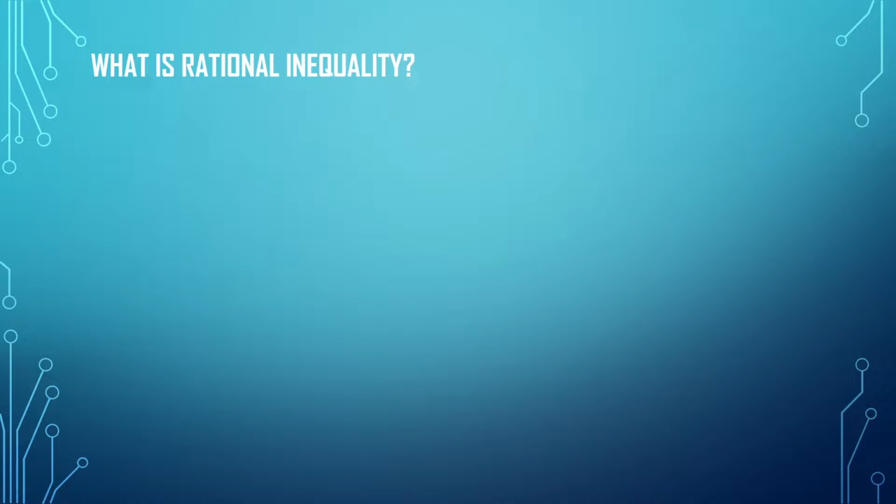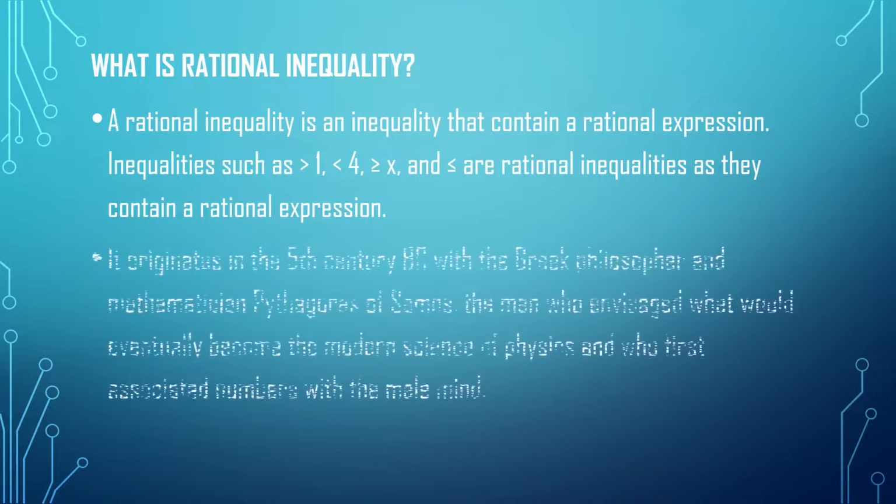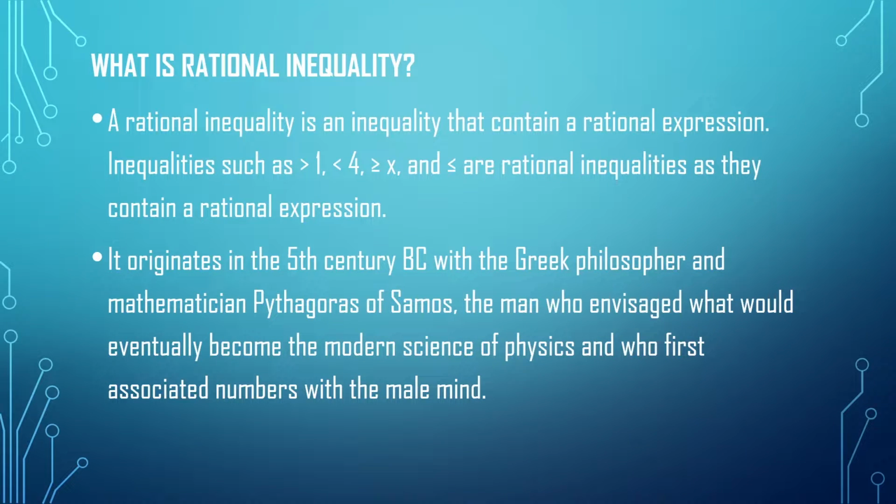What is a rational inequality? A rational inequality is an inequality that contains a rational expression. Inequalities such as greater than, lesser than, greater than or equal to, and lesser than or equal to are rational inequalities as they contain a rational expression. It originates in the 5th century BC with the Greek philosopher and mathematician Pythagoras of Samos, the man who envisaged what would eventually become the modern science of physics.